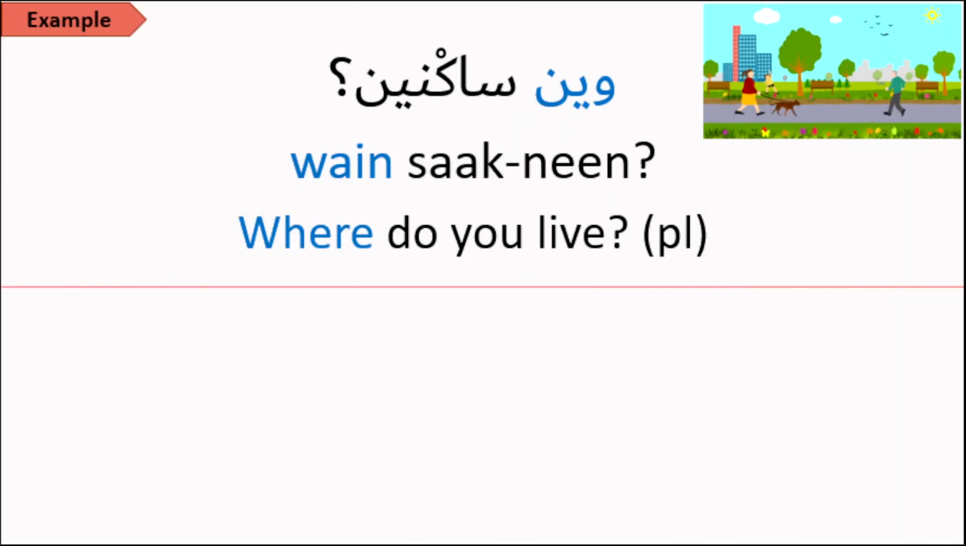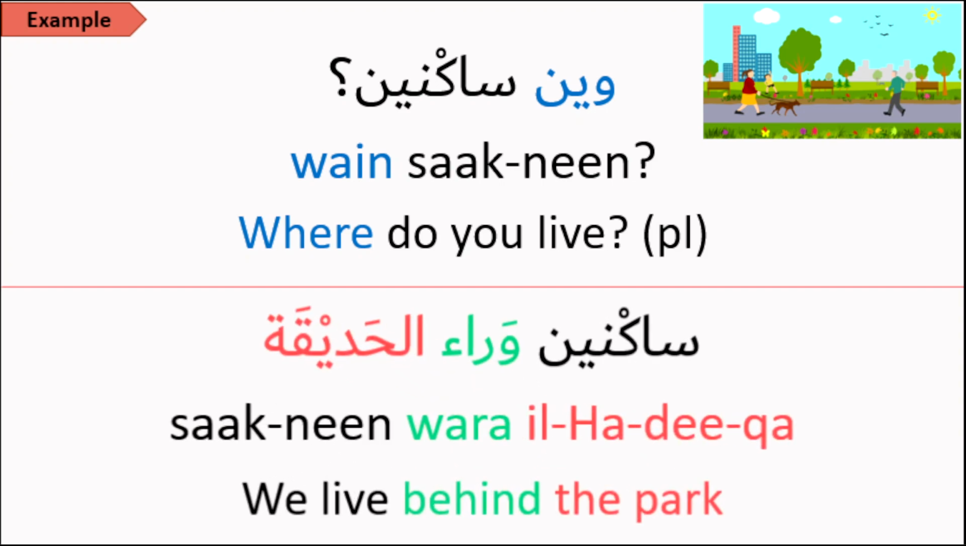Example talking to a plural. وين ساكنين? Where do you live? The reply is ساكنين ورا الحديقة. We live behind the park. Now I will say both of them. وين ساكنين؟ ساكنين ورا الحديقة.